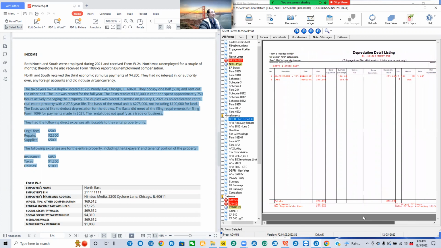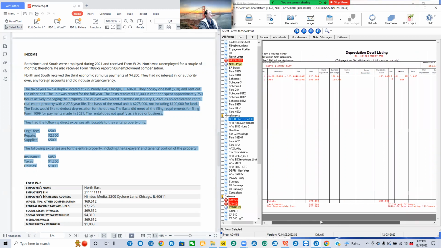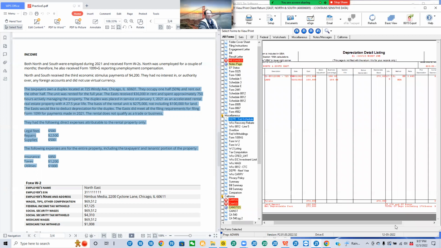Now, a lot of times you get a little bit confused. 275,000, you're supposed to divide by 27.5, and you should get 10,000. But the system is going to give you less than 10,000. It's not wrong, especially in the first year. But in the second year, you normally get the 10,000 in there. So don't worry.